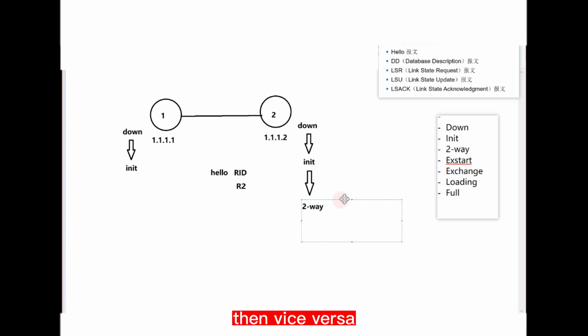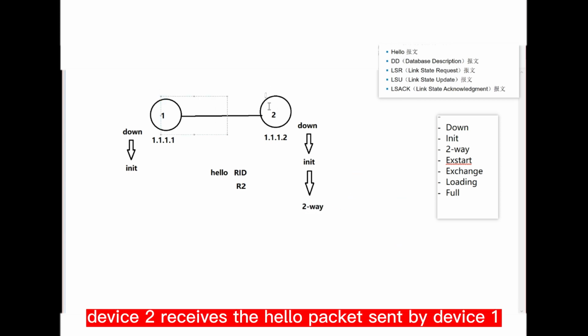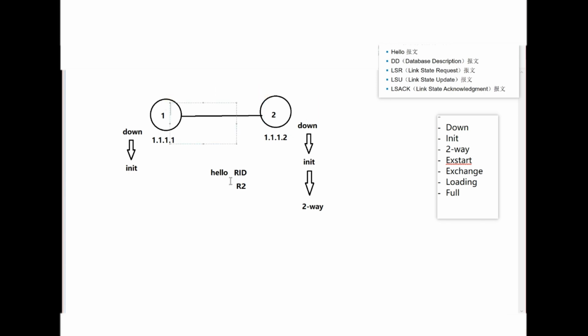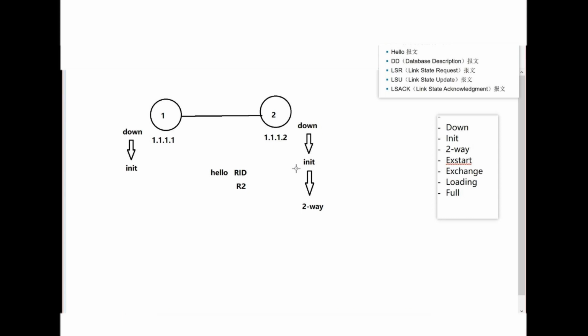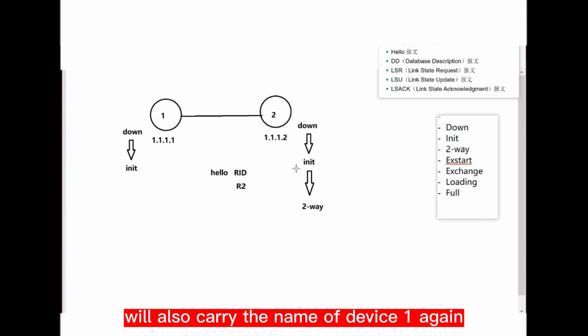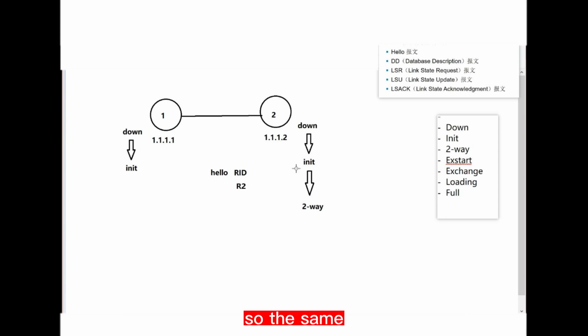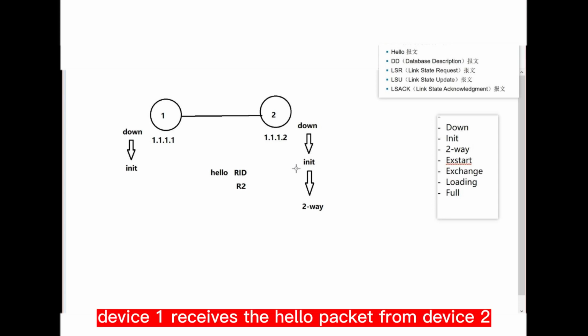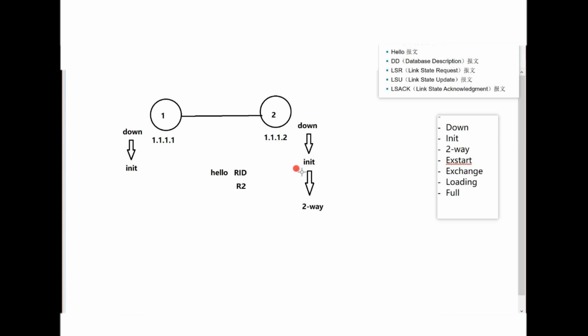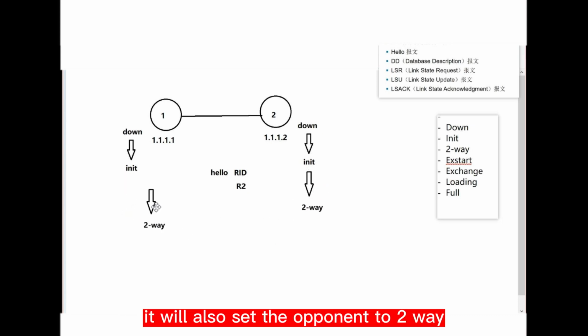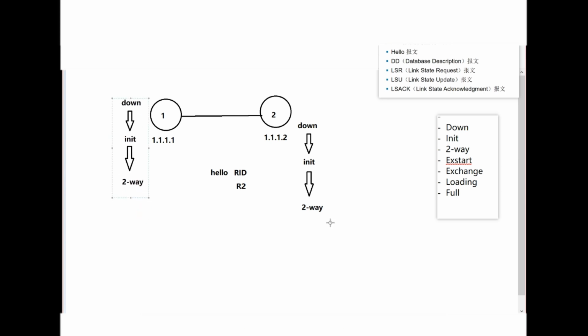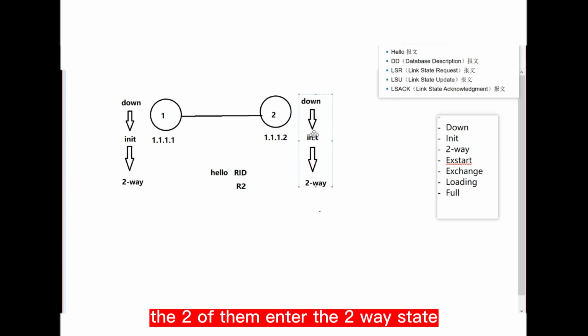Then vice versa. Device 2 receives the hello packet sent by device 1 and also recognizes device 1. In the hello packet sent back, it will also carry the router ID of device 1 again. So the same: device 1 receives the hello packet from device 2. It has its own router ID inside. It will also set the opponent to two-way. At this point, the two of them enter the two-way state.